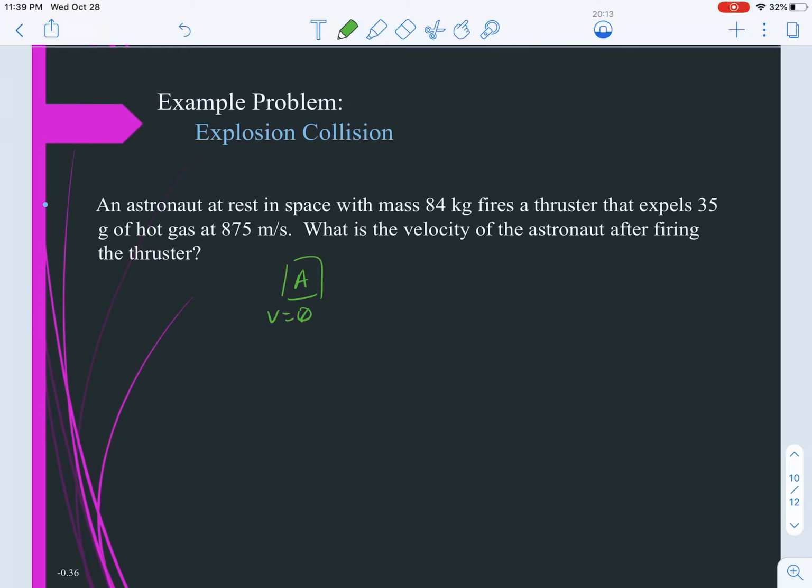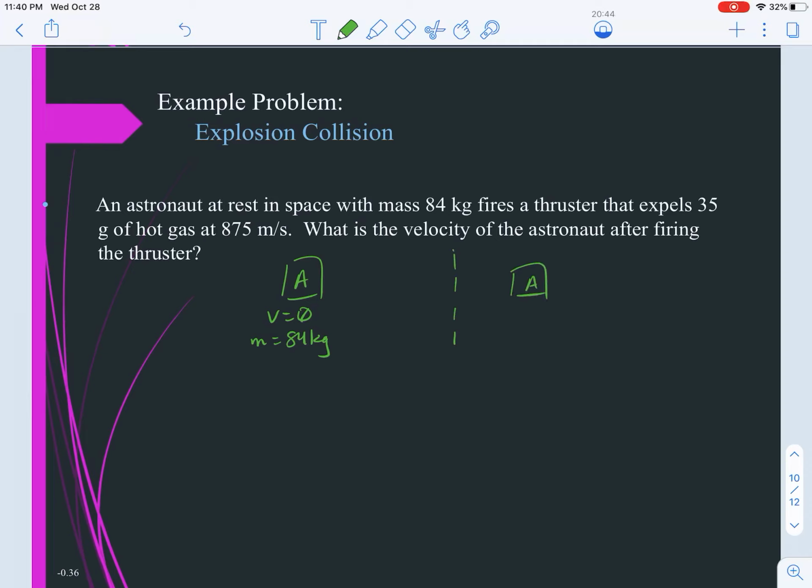This astronaut is attached somehow, holding on to or connected to a thruster that contains gas that's going to expel some gas. So it says they're initially at rest. They give us the mass of the astronaut, and they tell us that gas is going to be expelled at some velocity. What is the velocity of the astronaut after firing the thruster?